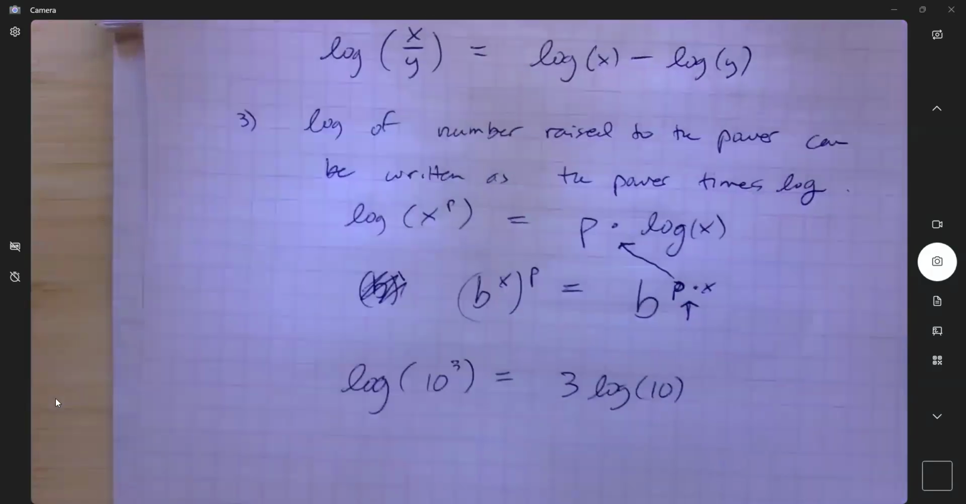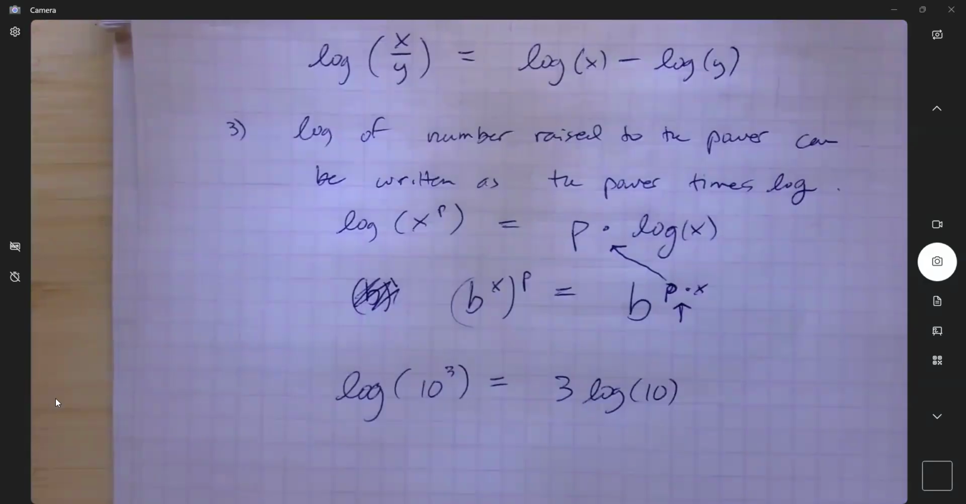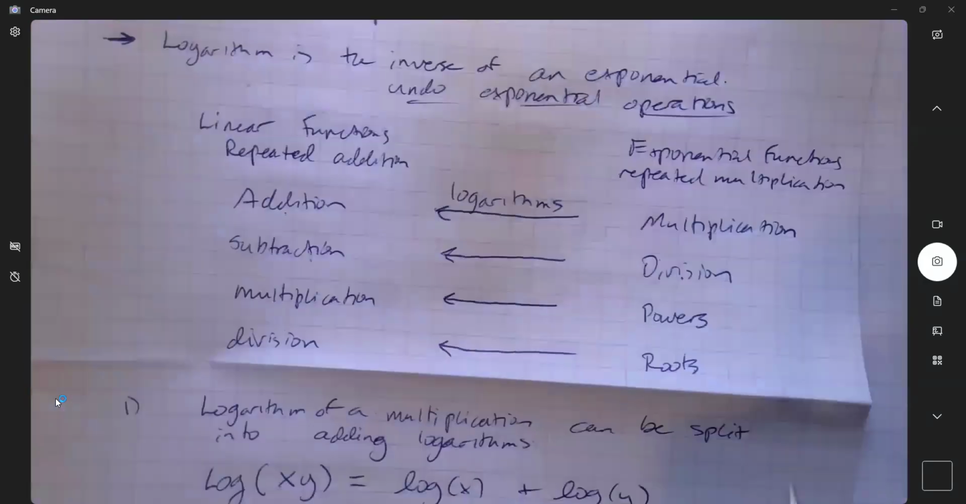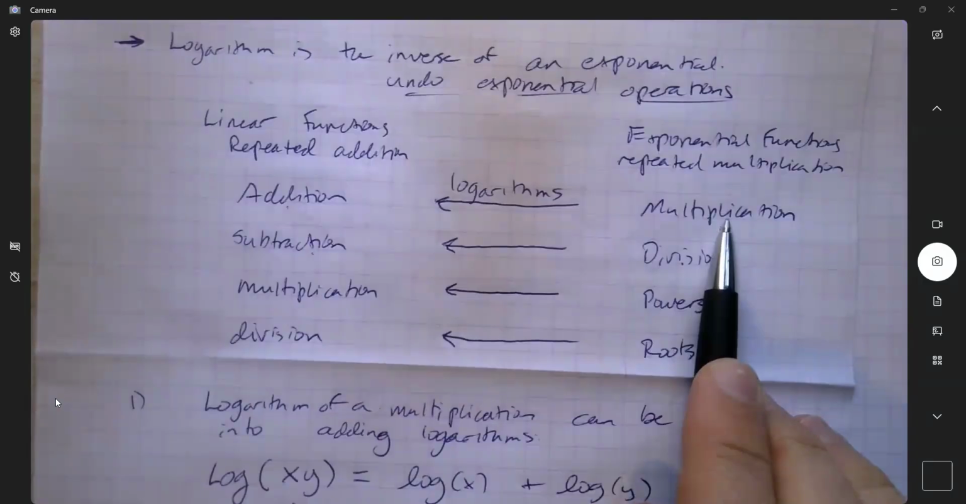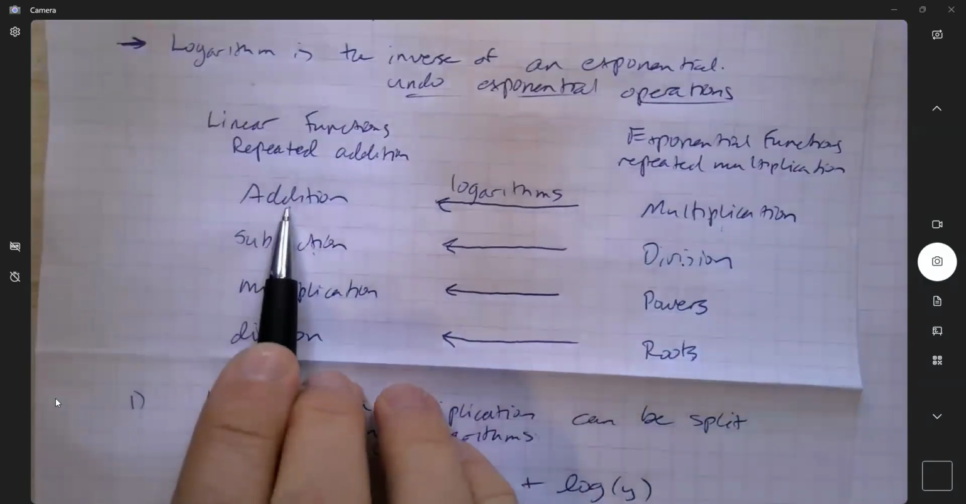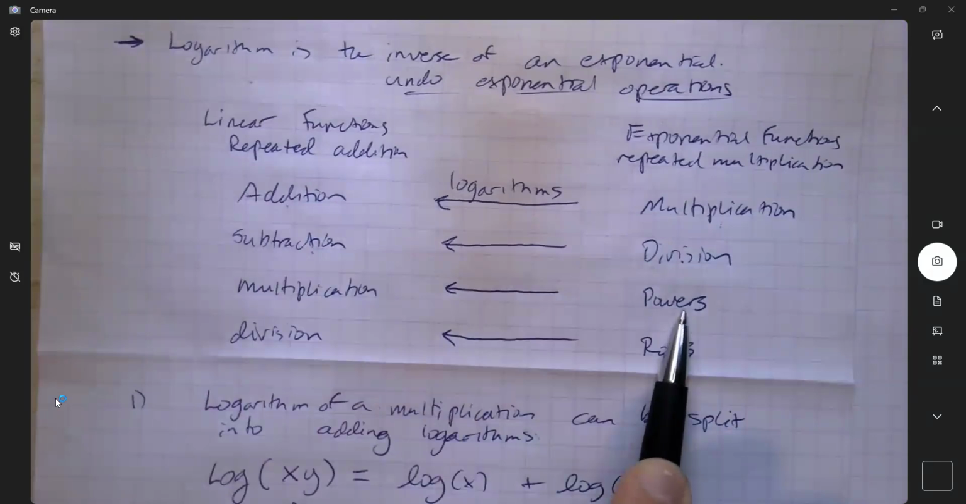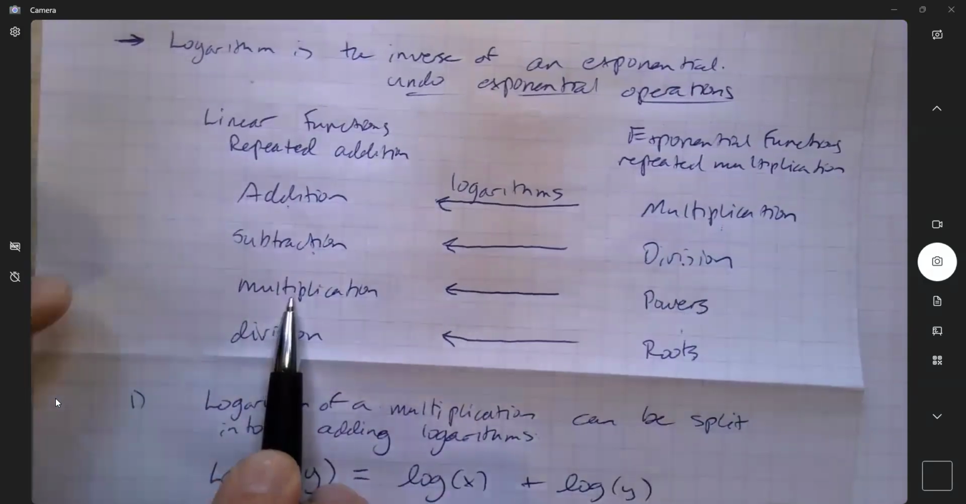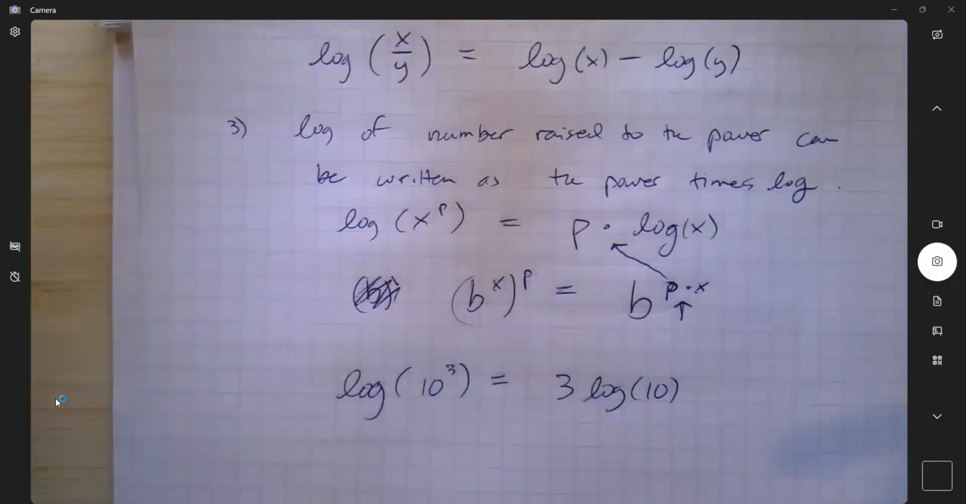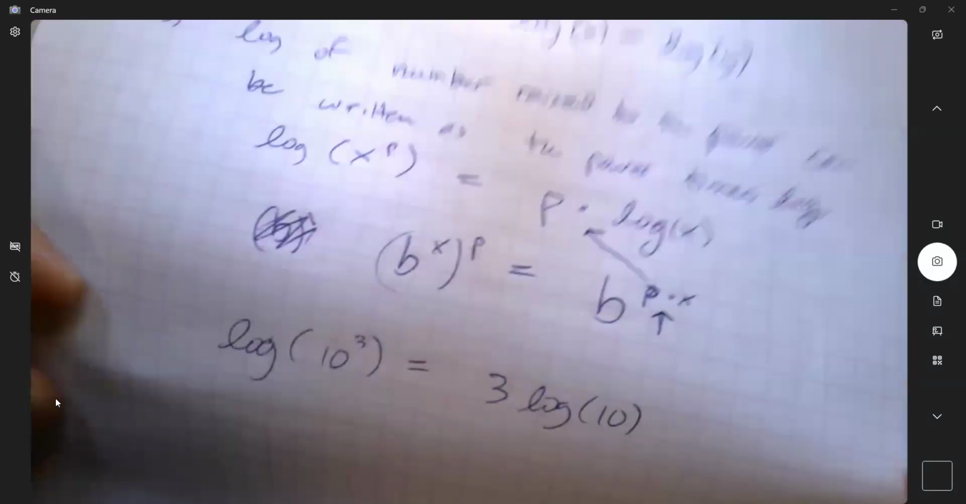These properties of logarithms are useful for two reasons. One is they make complicated operations like multiplication into simpler ones like addition, or complicated operations like powers into simpler ones like multiplications. That's one motivating factor. That's one reason that they're useful. The other is that they allow us to combine multiple logs into a single log or to split multiple logs apart.